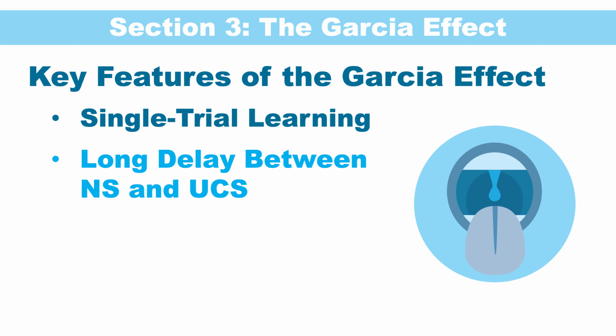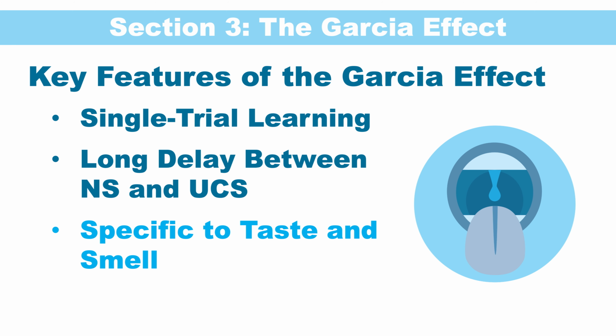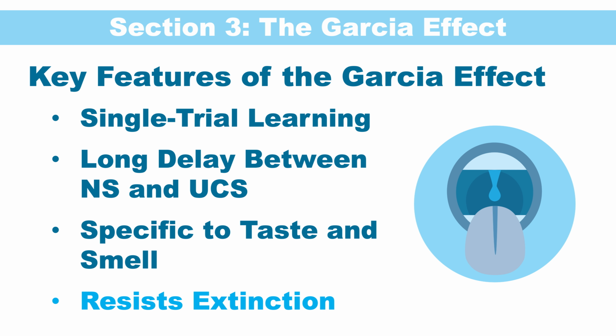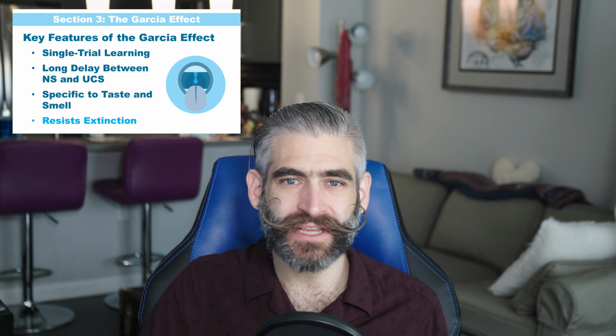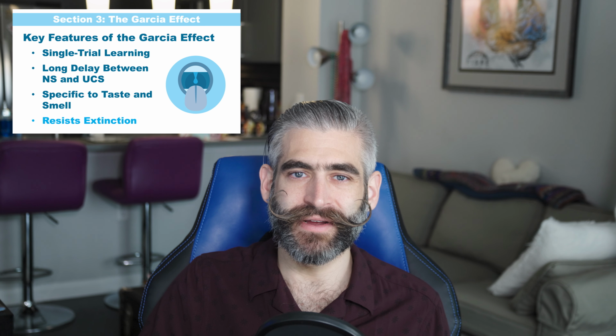It also can involve a long delay between stimuli. In typical conditioning, the NS and UCS are presented within seconds of each other. In the Garcia effect, hours can pass between eating a food and feeling sick, yet the association still forms. This aversion is highly specific to the taste and smell of the food involved. It doesn't generalize to other sensory experiences like sight and sound. Once learned, taste aversions are incredibly persistent, often lasting a lifetime, even if the person logically knows that the food they're avoiding wasn't the cause of their illness.